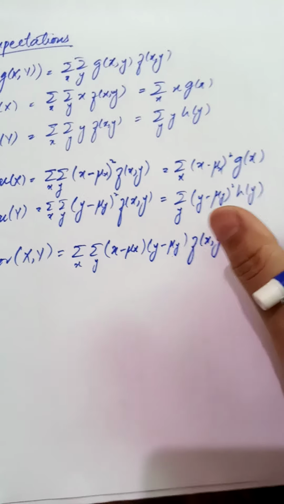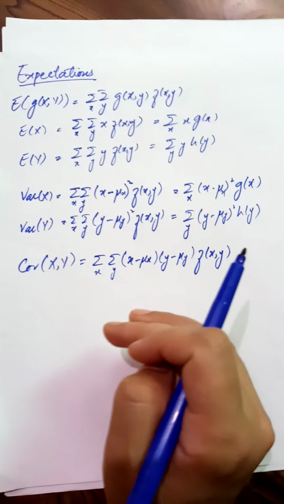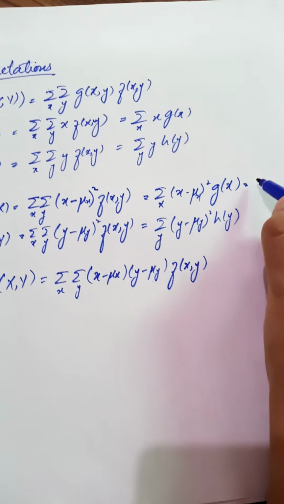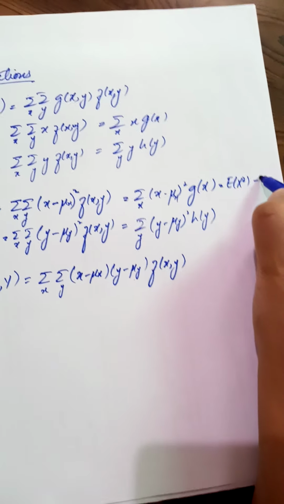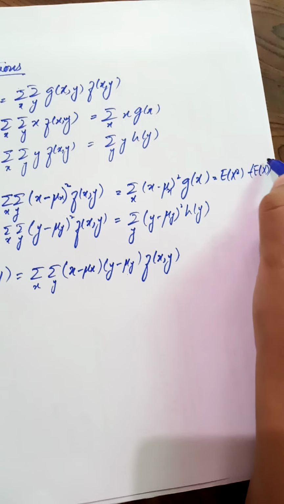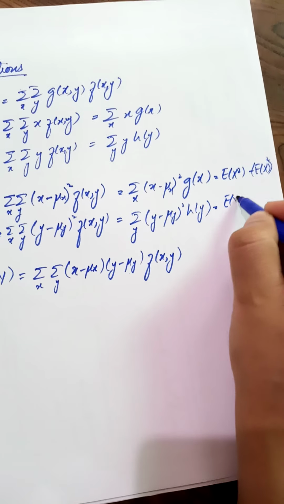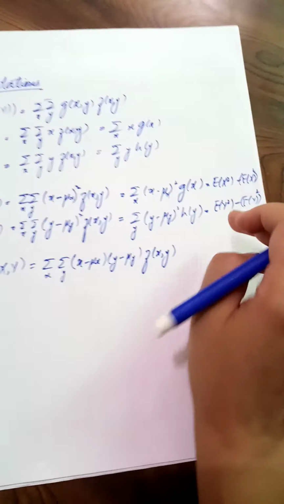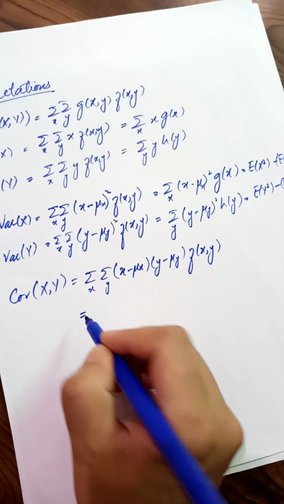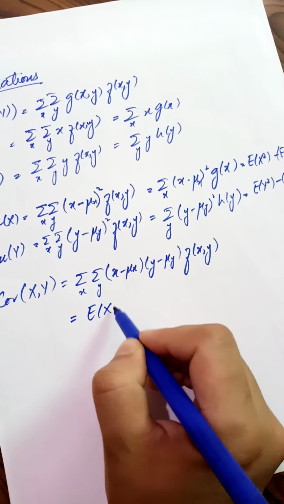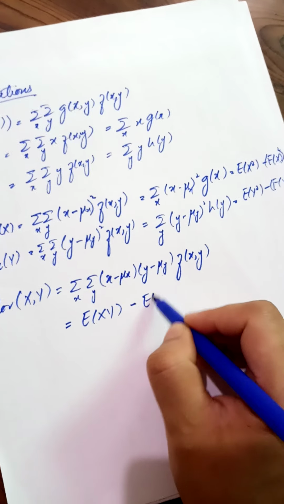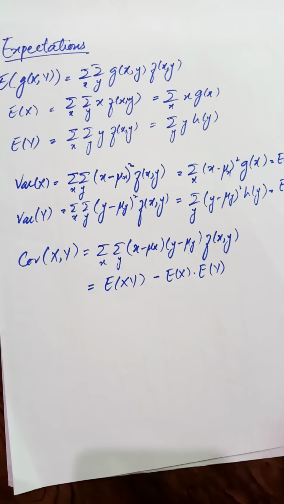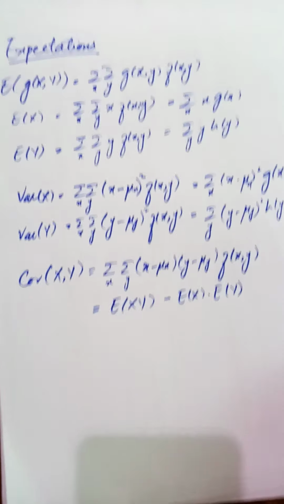We also know that we have shortcut formulas for variances. So we have a shortcut formula for covariance. What is the shortcut for variance? It's usually expected value of x squared minus expected value of x, whole squared. And for y we can write expected value of y squared minus expected value of y, whole squared. Similarly, we can write a shortcut formula for covariance. That formula is expected value of xy minus expected value of x into expected value of y. So we can use either of these two formulas to calculate the covariance.